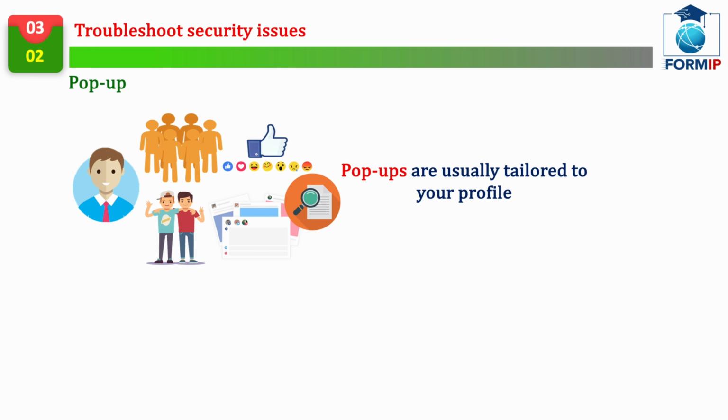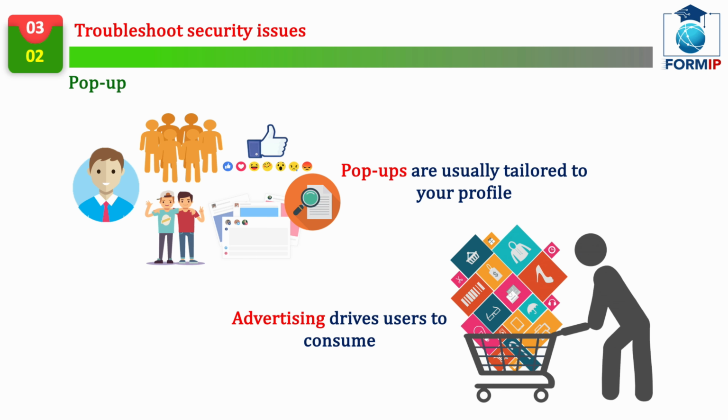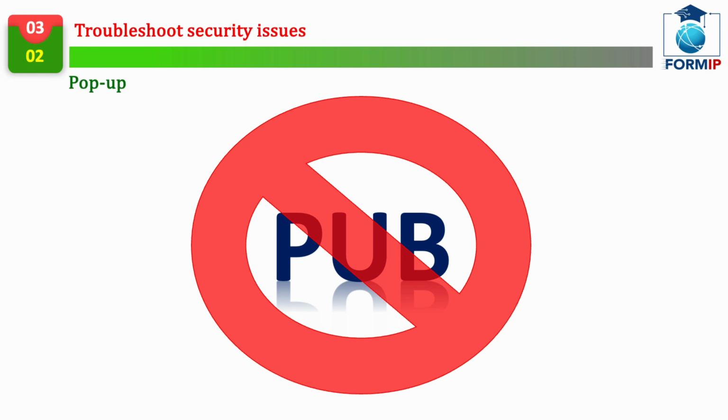The problem is that it pushes us to consume. For this reason, the use of an advertising identifier should be prohibited. Here are the steps to remove relevant advertising.